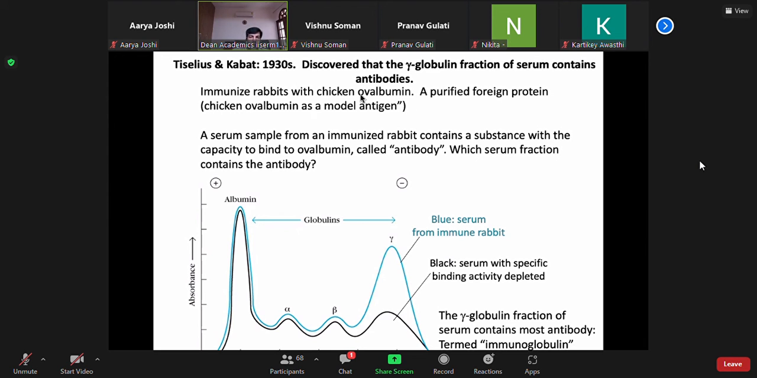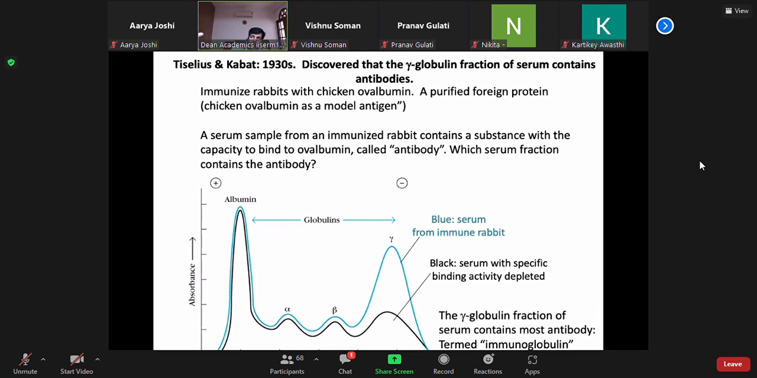So they immunized animals, the rabbits, with this chicken ovalbumin. Okay, so this was serving as the model antigen. They collected serum from these immunized rabbits. And when they were doing these binding assays, those assays were like an immunoprecipitation kind of assay.